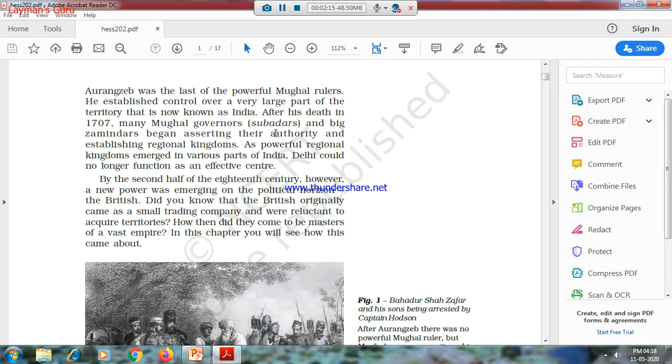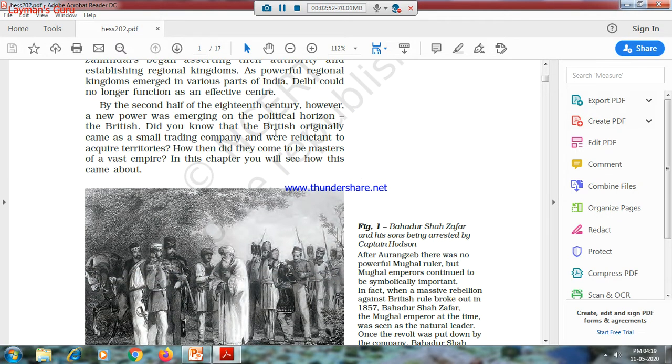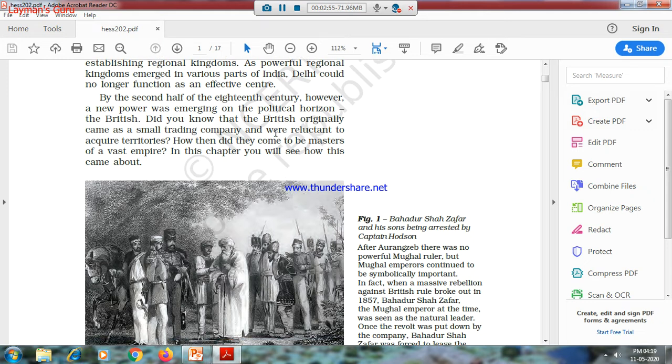Such places you might have heard of often, but you would not have understood how they came into existence. Like the Bengal Nawab, Hyderabad Nawab, Arcot Nawab, Marathas, all these people came into existence, or they became independent rulers after the Mughals got weak. So the second half of the 18th century is very important for the British because they started to establish their rule over India.